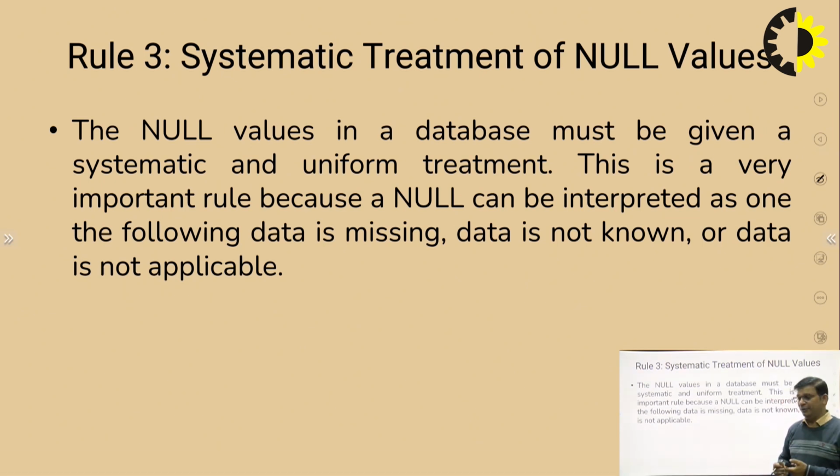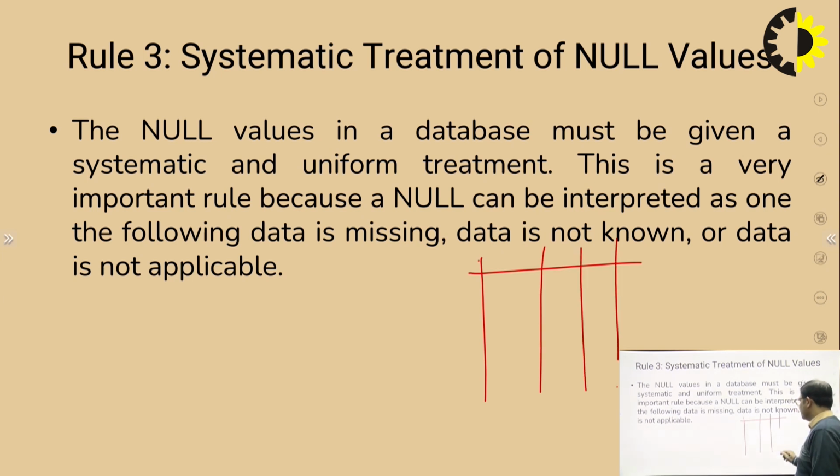Systematic treatment of null values. This is very important because in a database, null values play a very important role. Like for example, suppose this is a database with name, age and organization. A person A whose age is 36 works in AKGEC. Person B whose age is 38, does he work or not? I keep it as blank. Another person C whose age is 37, I keep it as null.